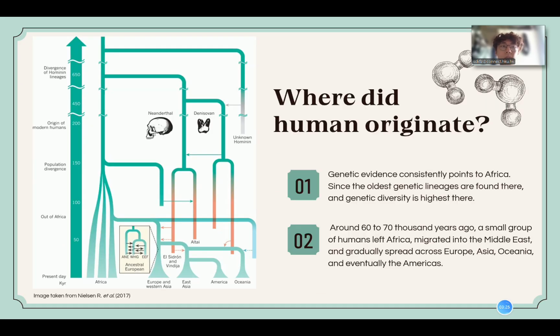One of the biggest questions bioinformatics has helped to answer is, where did humans originate? Genetic evidence consistently points to Africa. The oldest genetic lineages are found there, and genetic diversity is the highest there. Around 60 to 70,000 years ago, a small group of humans left Africa, migrated to the Middle East, and gradually spread across Europe, Asia, Oceania, and eventually to the Americas. This giant migration pattern is reconstructed not from fossils, but from the patterns of DNA variation across modern populations.